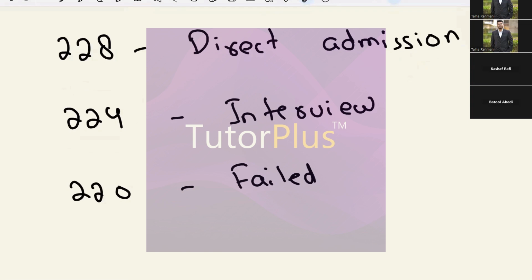So there's only very little difference between getting in directly, getting in through the interview, and getting into the interview and then failing the test. So there's only 2 MCQs difference.